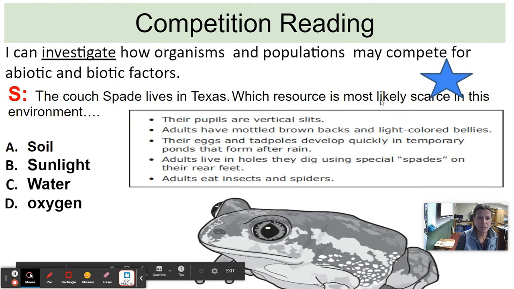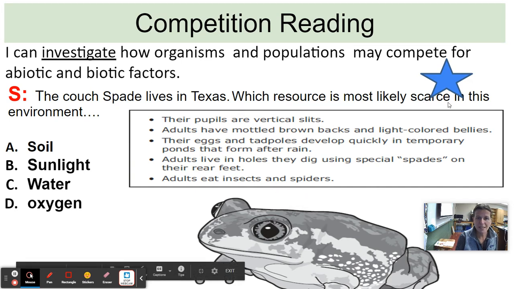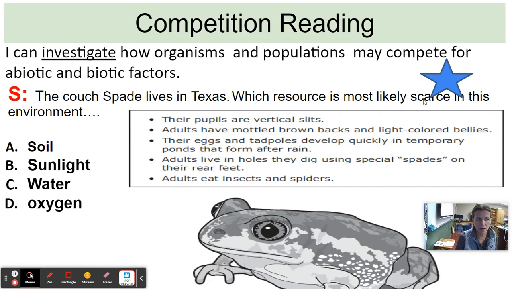So, which resource is most likely scarce in this environment with this information on the couch spade? Scarce means not much of. So, is there not much soil, sunlight, water, or oxygen? Here it's telling you that the couch spade lays their eggs and tadpoles develop quickly in temporary ponds that form after the rain. So we understand that the ponds are temporary, that they only form after the rain.